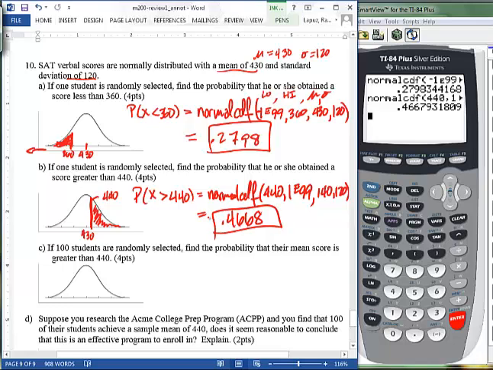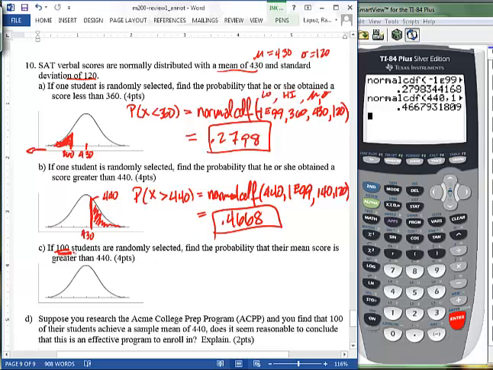The third part, 100 students are randomly selected. Find the probability that their mean score is greater than 440. Now this is important. The 100 students are randomly selected. So this is in section 6.5, I believe, in your textbook, where they talk about the central limit theorem.